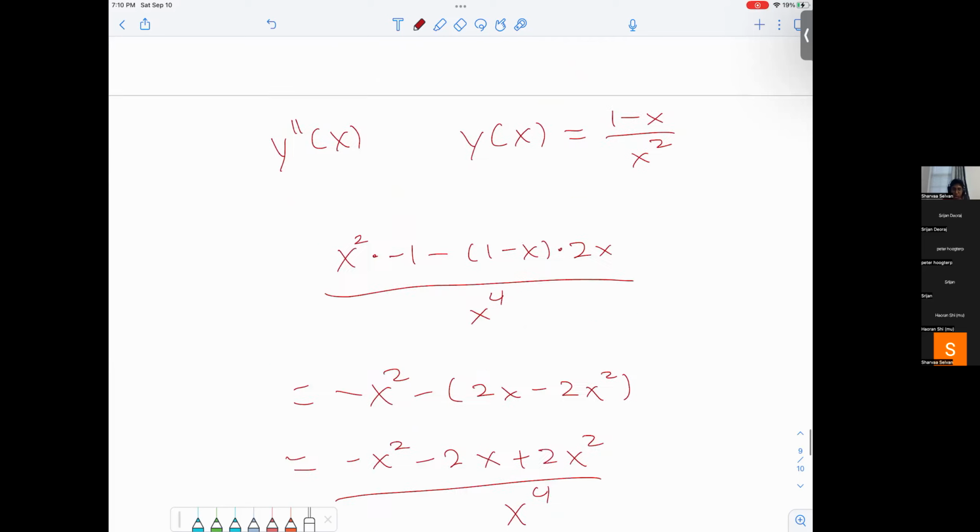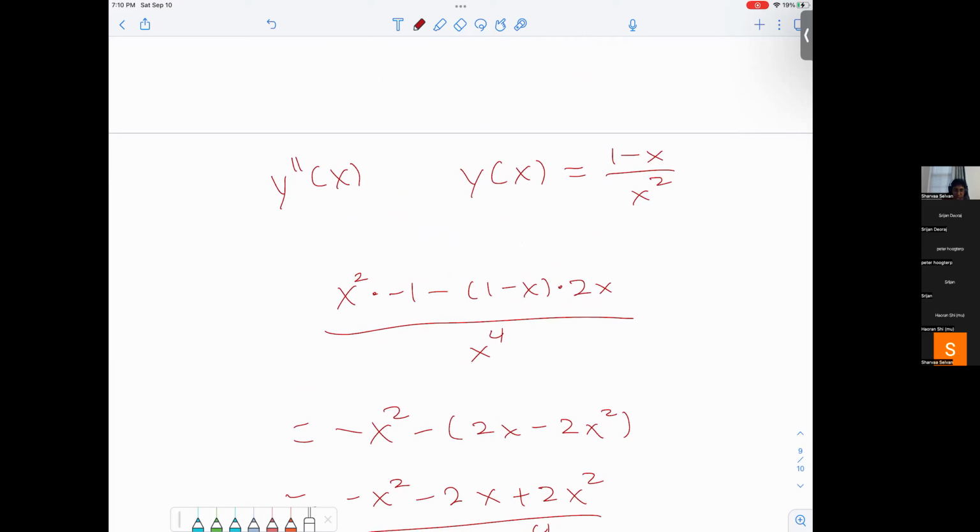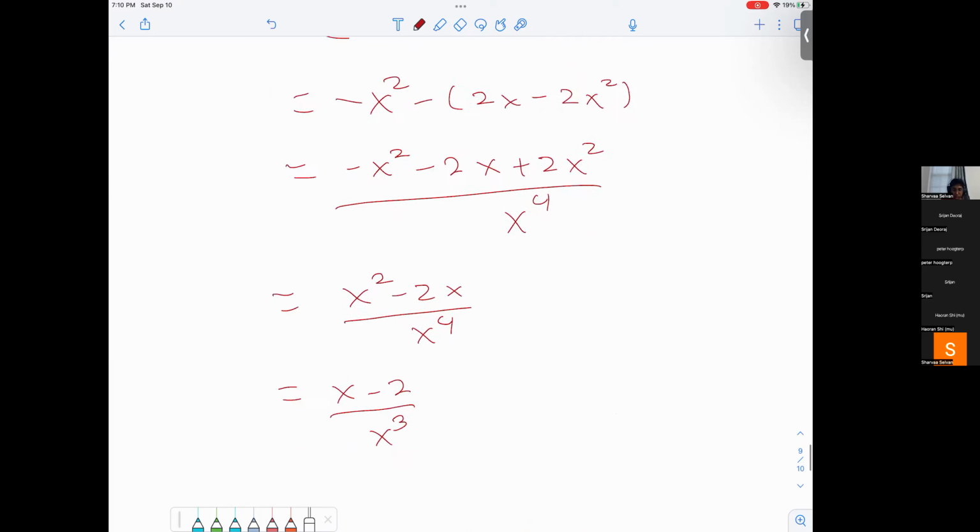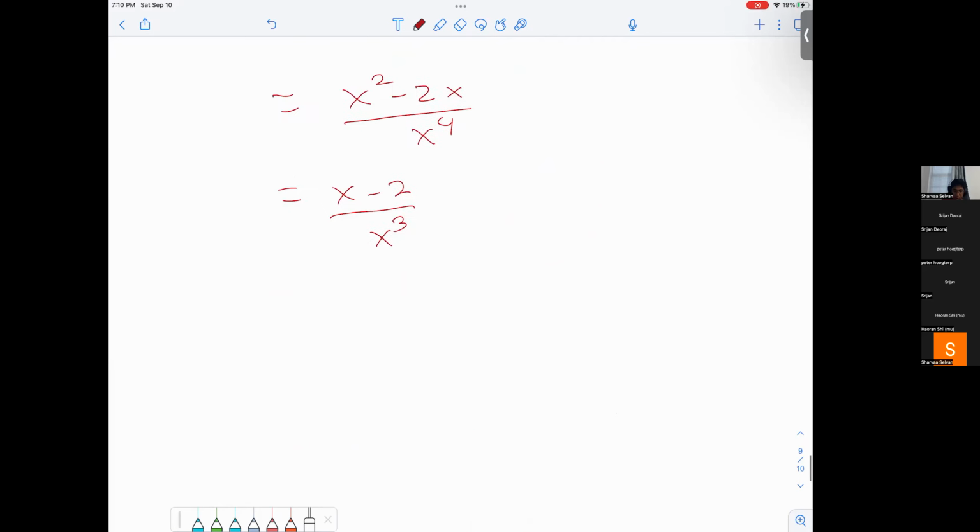But stop, the question did not ask for y prime of x, it asked for the second derivative, the y double prime of x. So we have to take the derivative again, this time of x minus 2 over x cubed.